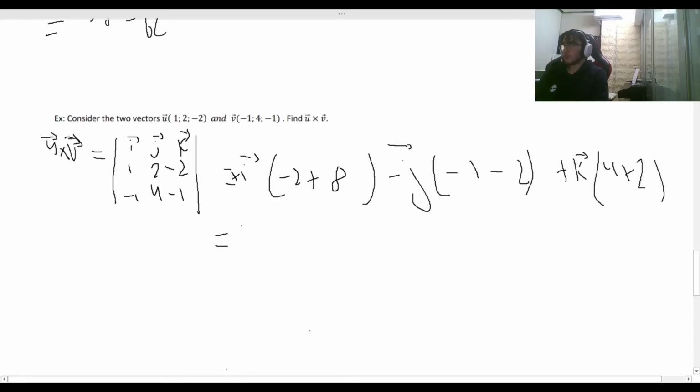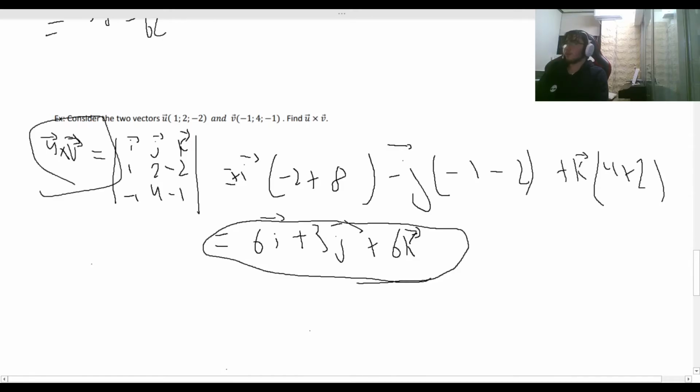Okay, so you will get a 6i vector plus 3j vector plus 6k vector. And these are the coordinates of the vector perpendicular to the plane formed by u vector and v vector.